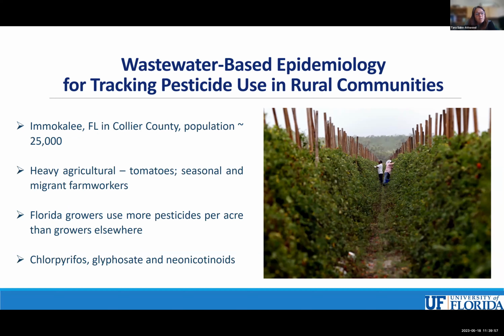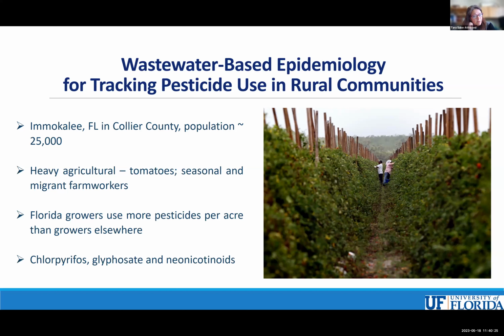So we're working with Immokalee, Florida, for this study in Collier County that has a population of about 25,000. It's a heavy agricultural region. They grow a lot of the nation's tomatoes in this region, and the people that do a lot of that work are seasonal and migrant farm workers, so there's a large population of those workers in this region.